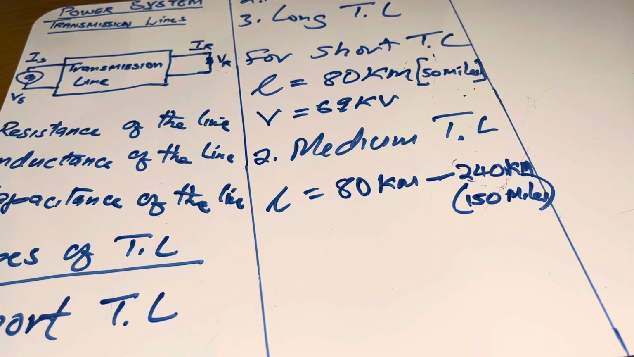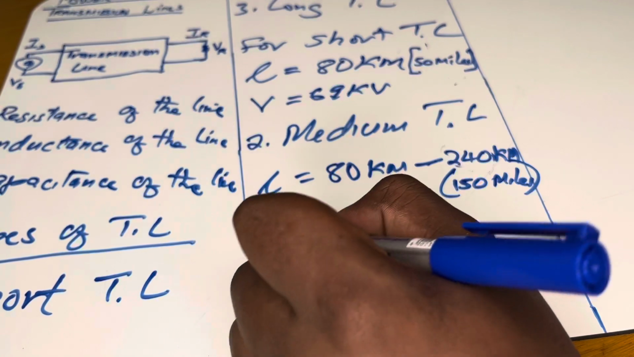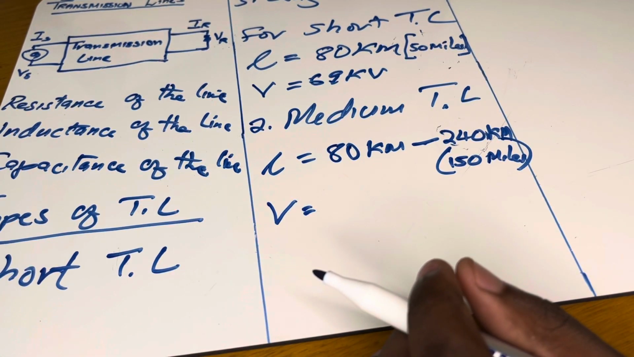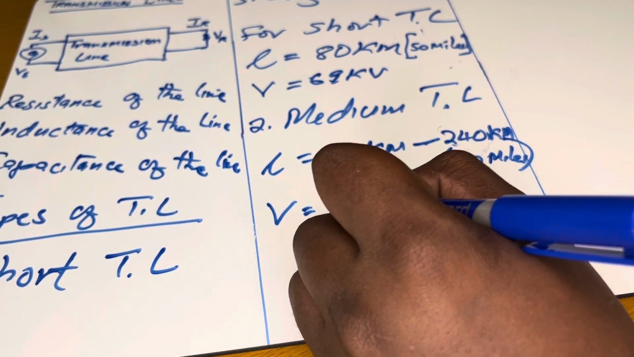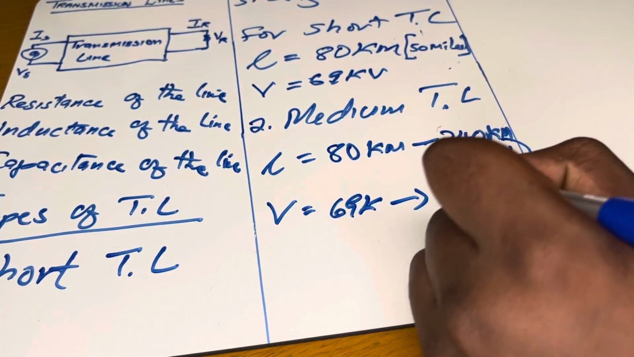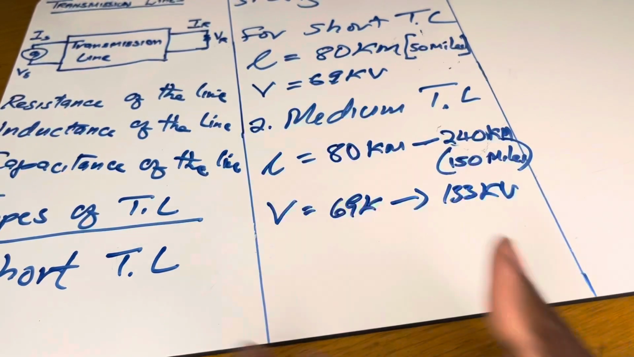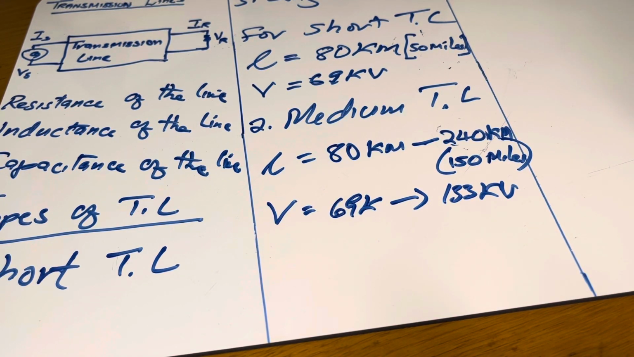So what about the voltage on the medium transmission line? The voltage will now be above 69 kilovolts to approximately 133 kilovolts. So this will be 69 kilovolts to 133 kilovolts. This is the range of the voltage. So you're looking at anything in between 69 to 133 kilovolts. Then you look at the length of the line. So the length is anything between 80 kilometers to 240. So that when you do the calculations, that determines which transmission line you are looking at.